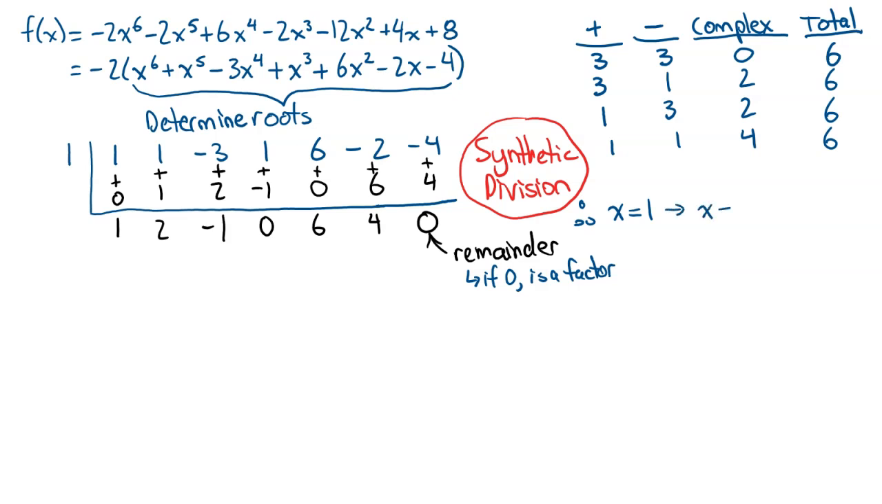So I'm just showing you how that works. Because x is 1, that means x minus 1 would be equal to 0, which when we put that in factored form would be x minus 1. So x minus 1 is a factor.